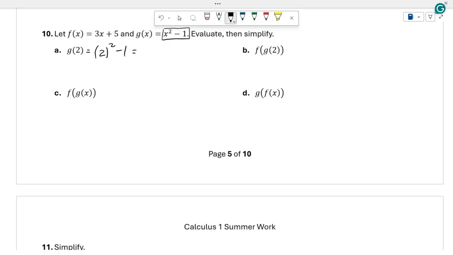This is a quadratic function. So 2 squared is 4, 4 minus 1 is 3, and that is my final answer for 10a. All right, great.